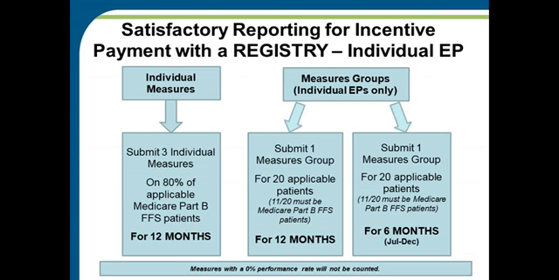For satisfactory reporting for the incentive payment using a registry for individual physicians, if you report individual measures, you must submit 3 individual measures on 80% of applicable cases for the 12-month period. If you're reporting measures groups, you can either submit a measures group for 20 applicable patients, 11 of which must be Medicare patients, for a 12-month period, or you can submit in that same way for a 6-month period, July through December. And if you report for the 6-month period, your incentive will be based on the total allowable charges for that 6-month period.